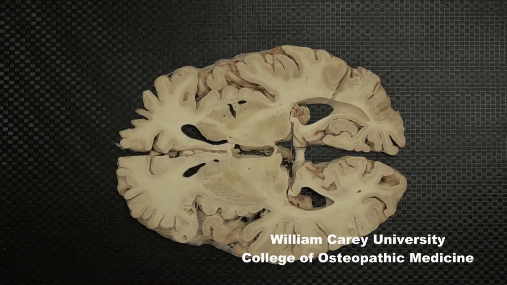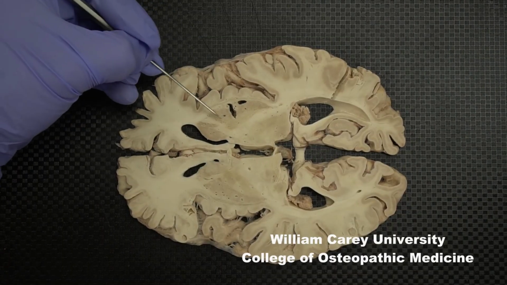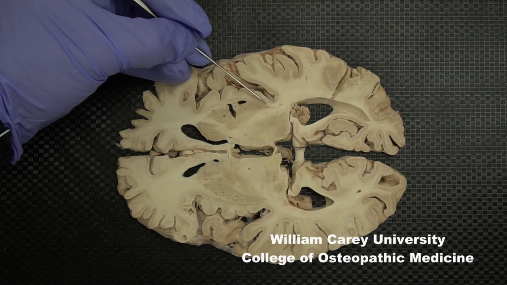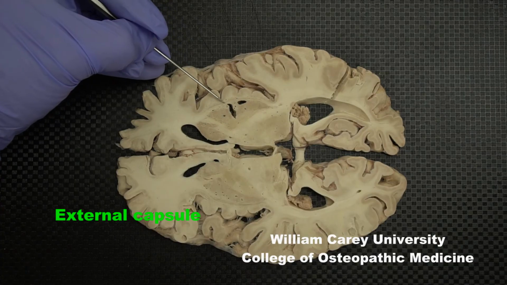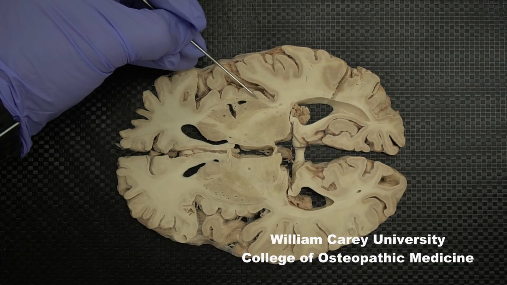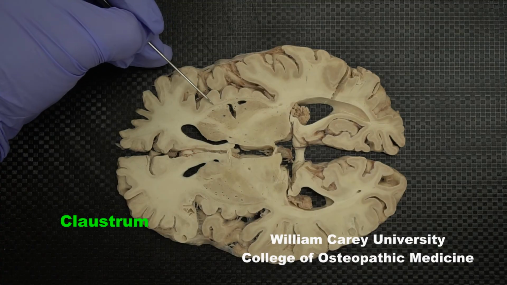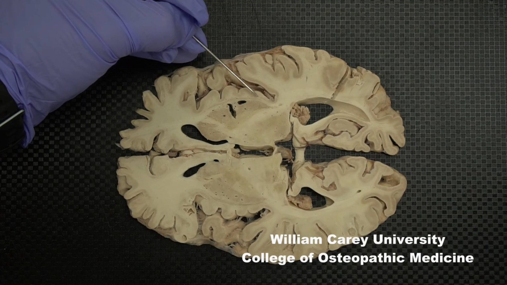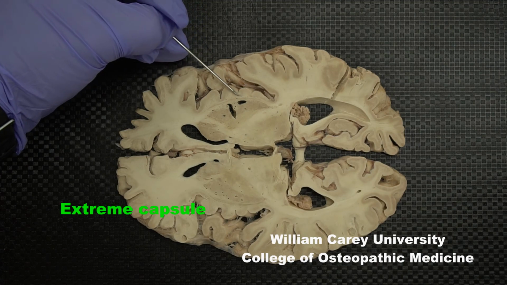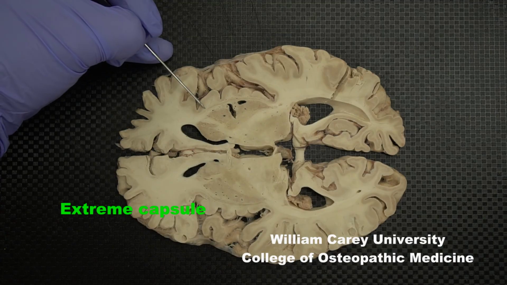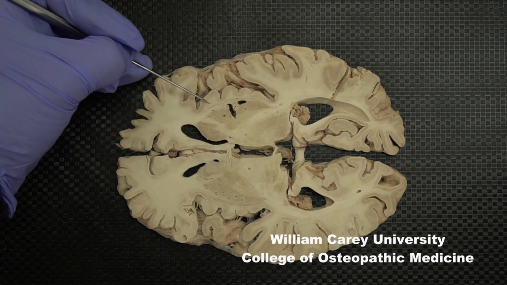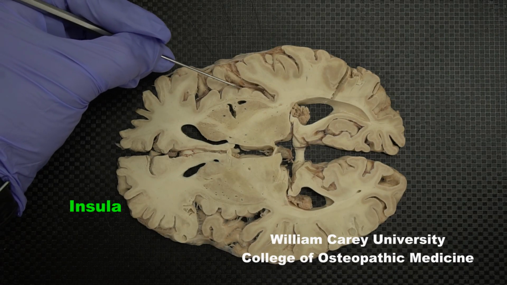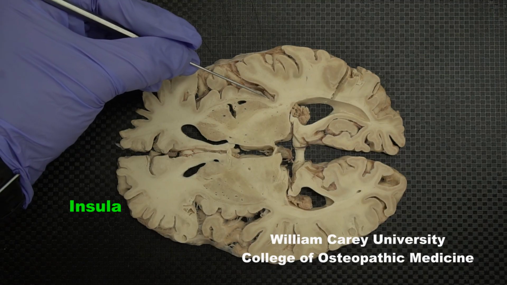Finishing up our demonstration in the slice, just lateral to putamen. This is a band of white matter, the external capsule, and then a layer of gray, claustrum, and lateral to claustrum, another band of white, the extreme capsule. And the extreme capsule is just underneath our insular cortex. The insular cortex is outlined like so.